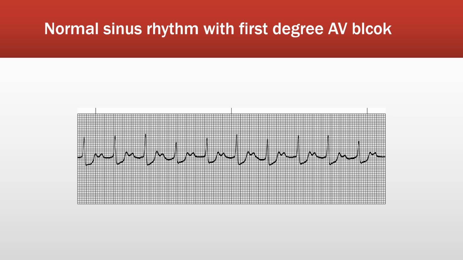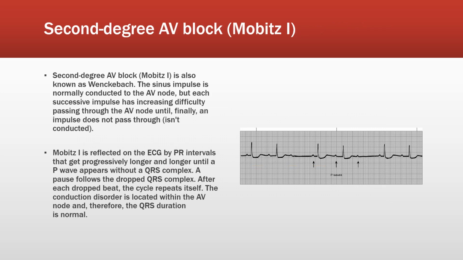So again, look at the PR interval, consistent prolonged PR interval. That's a first degree AV block. And you have a consistent prolonged PR interval. The next we're going to go into is the second degree.